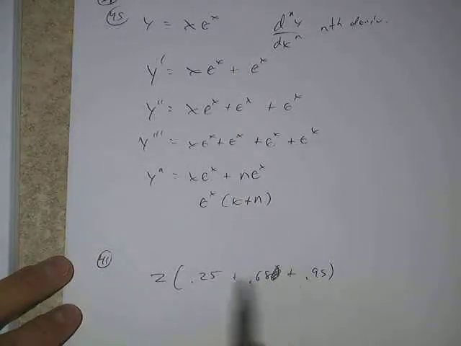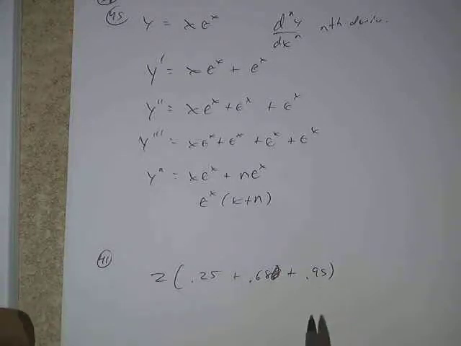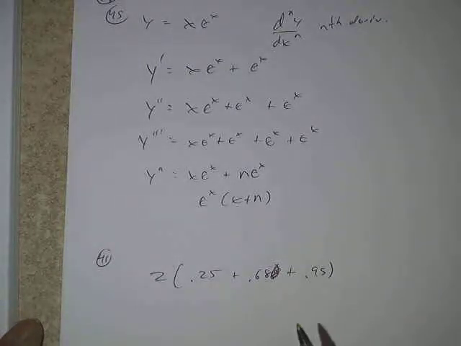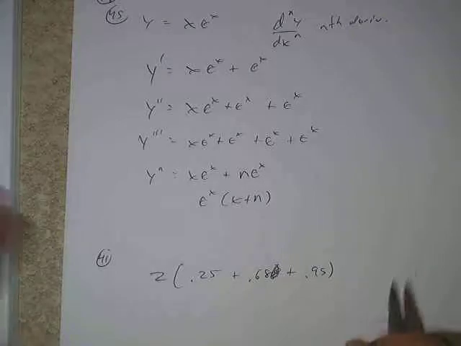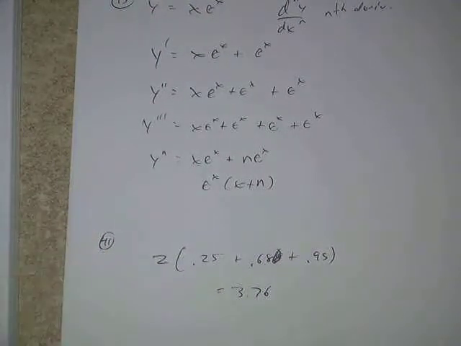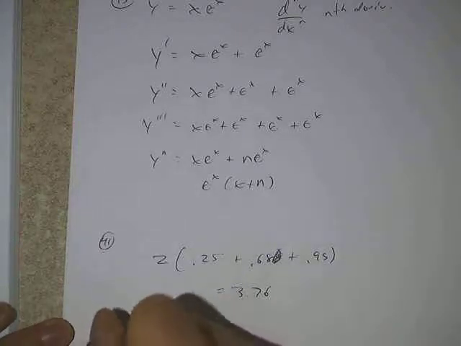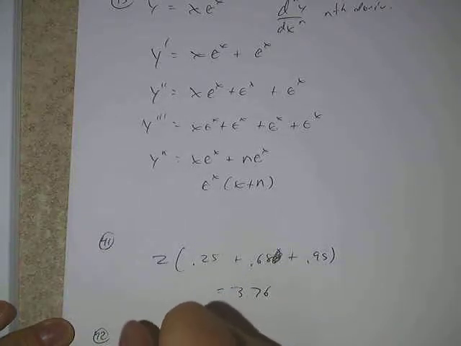We want the midpoint Riemann sum. So what's the midpoint of 0 and 2? That's 1. So what's the height at 1? 0.25. The midpoint between 2 and 4 is 3, so that would be 0.68. And then the midpoint between 4 and 6 would be 5. It would be 0.95. So ultimately those would be the heights of the 3 rectangles that would be drawn. And if I take that and multiply it by 2, it would turn out to be D, 3.76.